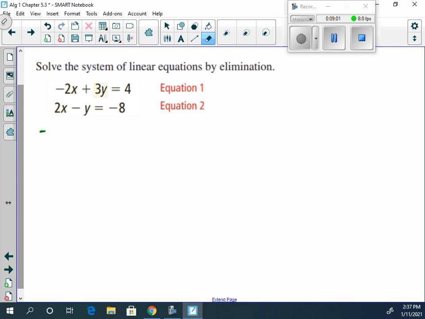Okay, now before we do anything too radical, let's look at the other variable. How about x? Well, I have 2x and 2x. I'm not really focused on the sign yet. But is that the same? 2 and 2? Yes. So here, I would pick x again because the numbers are the same. They have different signs, but the numbers are the same.